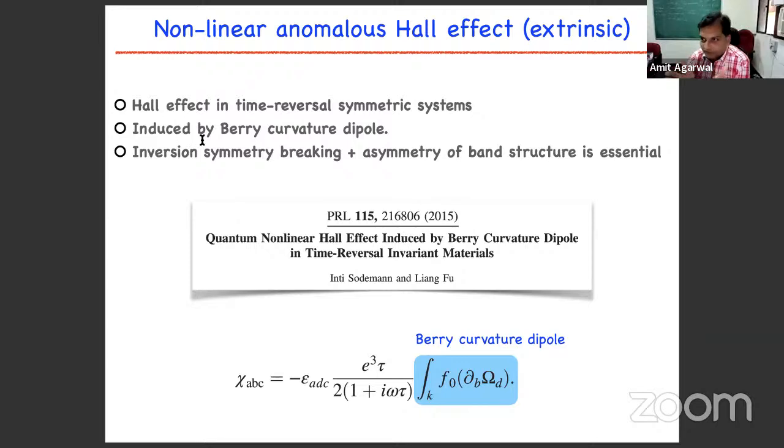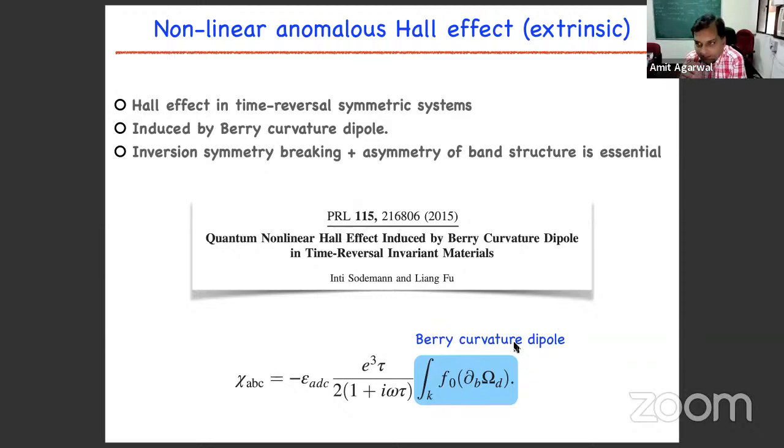This is induced by this quantity, which is called the Berry curvature dipole. If you look at the expression below, this is an integral over the Brillouin zone, and this is called the Berry curvature dipole. Omega is the Berry curvature, which I defined in the previous slide. If you take the derivative of this along some direction in the Brillouin zone, so ∂_b is ∂/∂k_b actually, okay? And you integrate that derivative by convolving it with the Fermi function. That quantity is called the Berry curvature dipole.